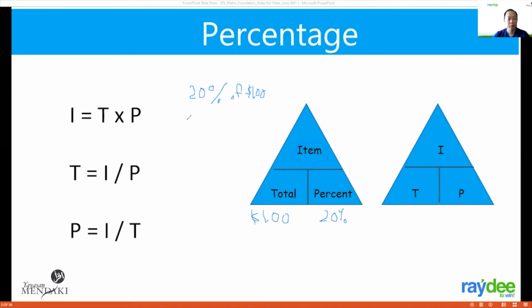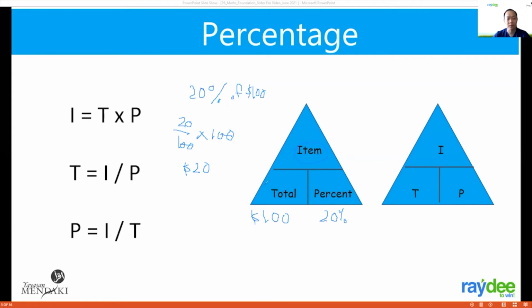So how does it work? 20% is 20 over 100, then just multiply by 100. If you cancel the two zeros, you will get $20. So the item that you're looking for is $20. Okay, so likewise, it's the same for everything, right?